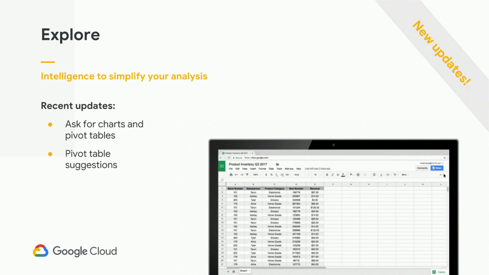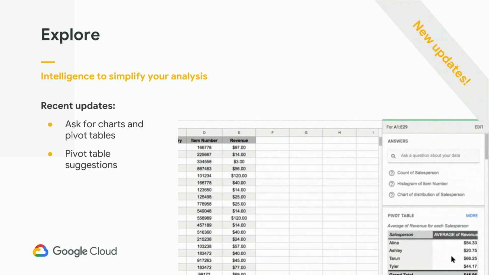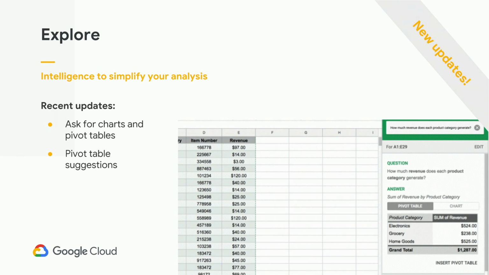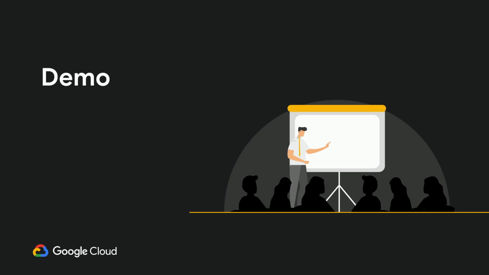In the last year, we've continued to enhance what's possible with Explore. Now you actually can use natural language to ask for charts and pivot tables. And even if you don't know to ask for those, we'll actually even suggest pivot tables to you. So that's a new feature that we've also launched in the last year. So with that, let's do a demo.